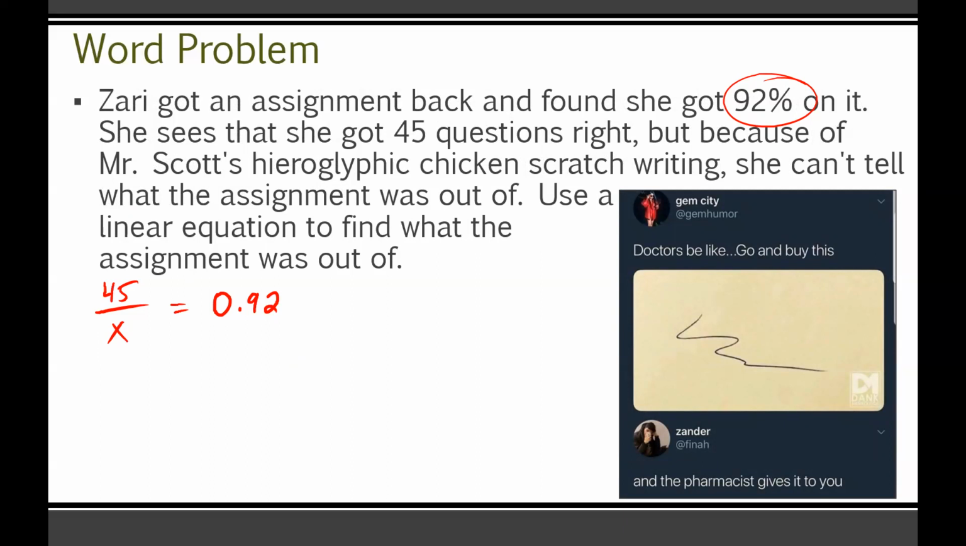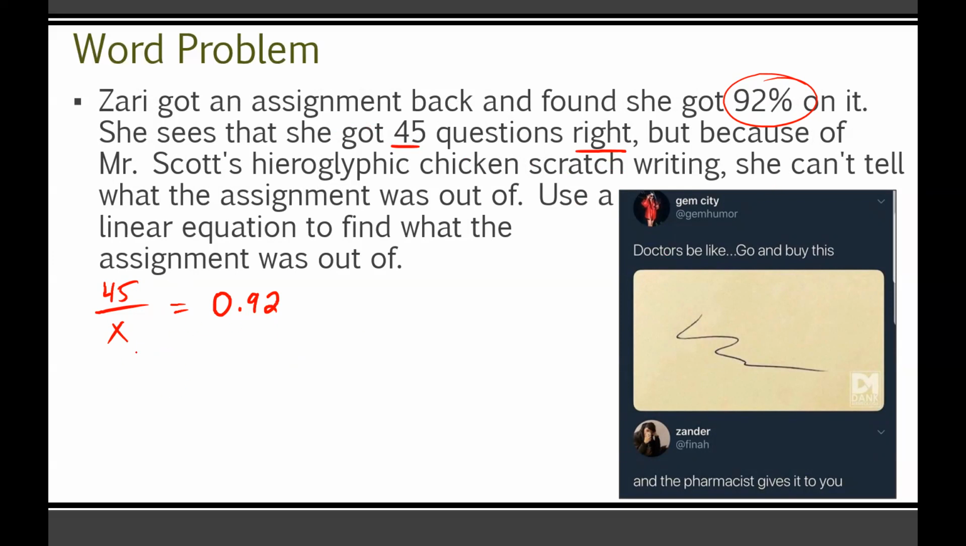Notice how as soon as you break it down and write it as a linear equation, it stops being this big scary word problem and just starts being a regular old math problem that we've been solving this whole time. So again, how I saw it was she got 45 questions right. So that tells me it's 45 out of something equals 92%.